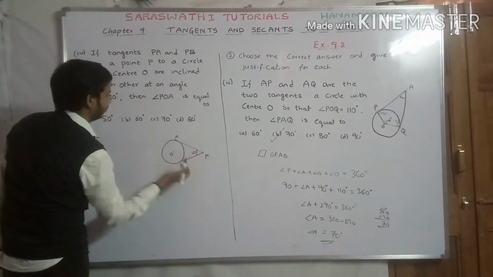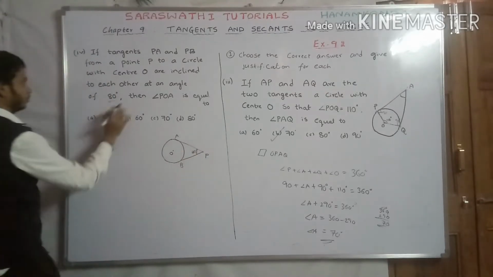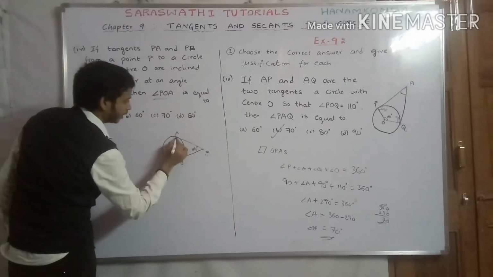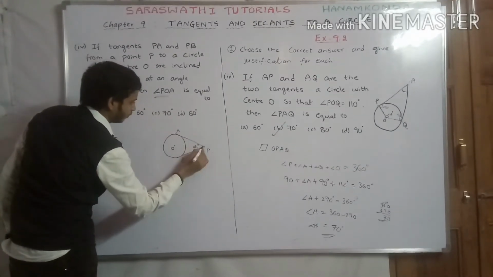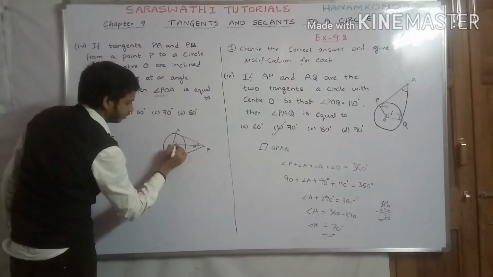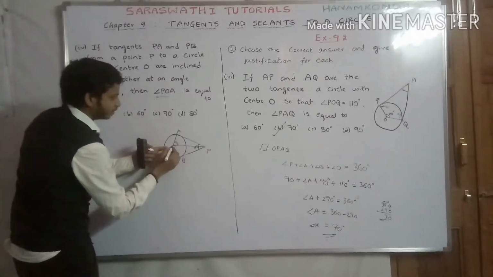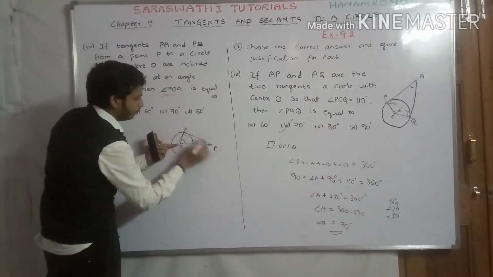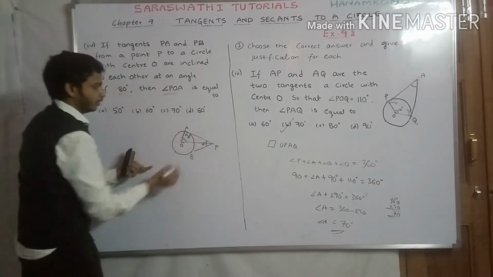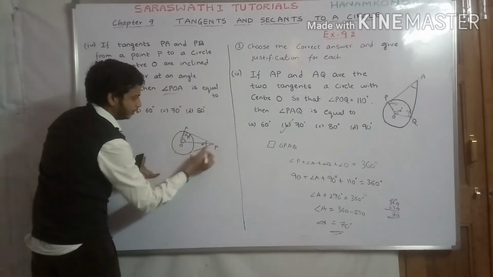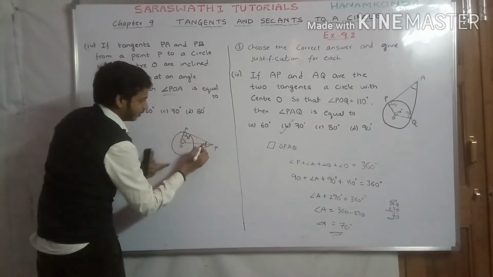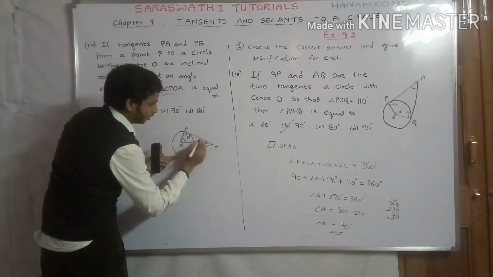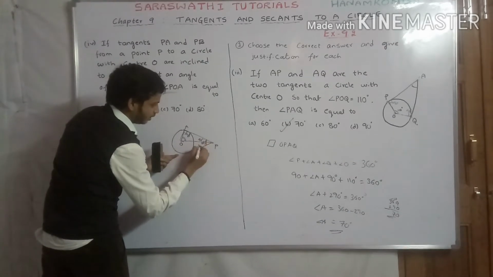Angle APB is 80 degrees. It is mentioned in the question that we have to find angle POA. We know that the radius drawn through the point of contact is perpendicular to the tangent, that means angle OAP is 90 degrees. Since angle APB is 80 degrees, OP bisects this angle into 2 equal halves, that means 40 degrees and 40 degrees.